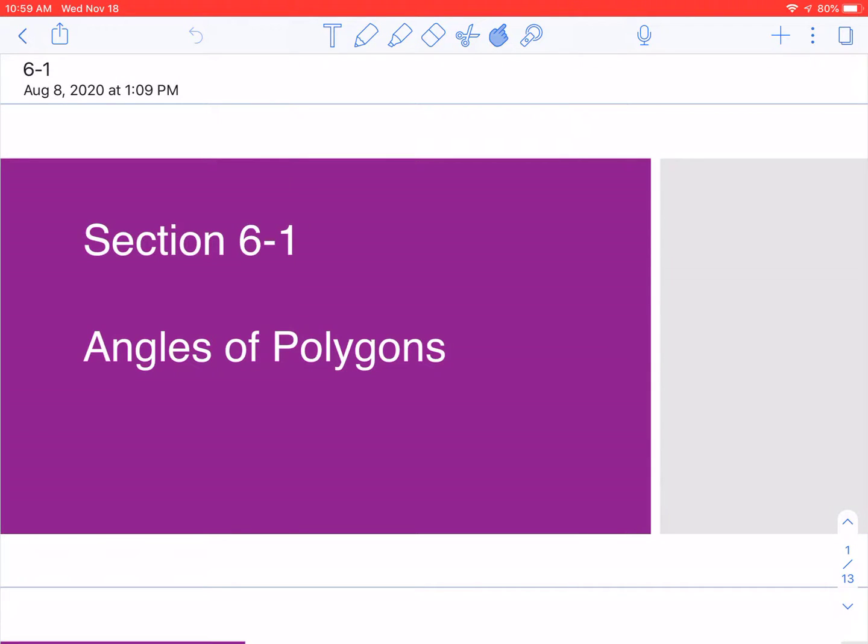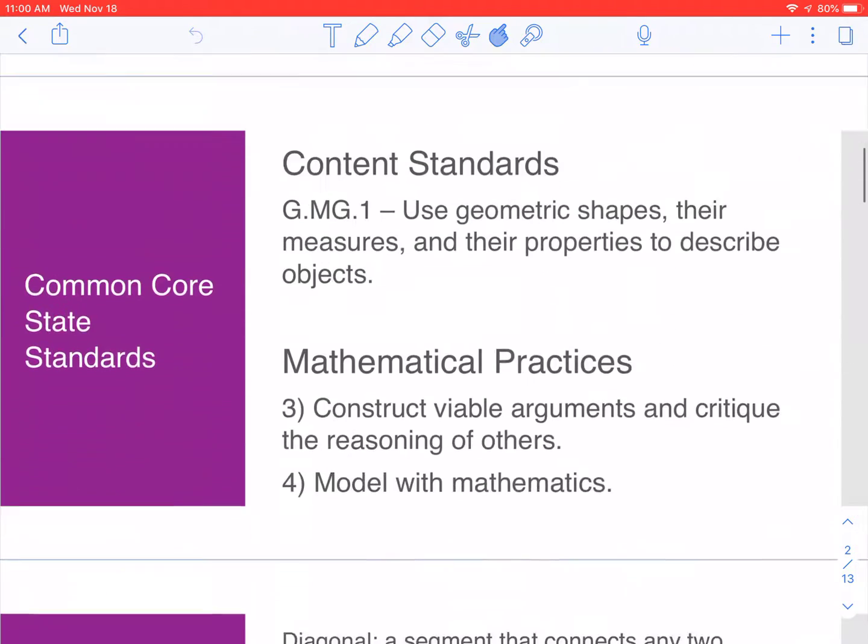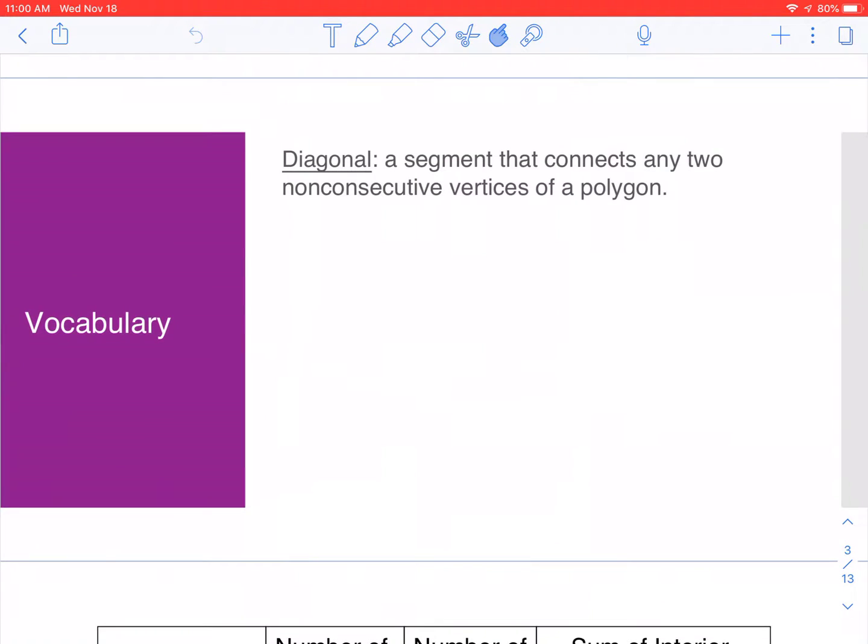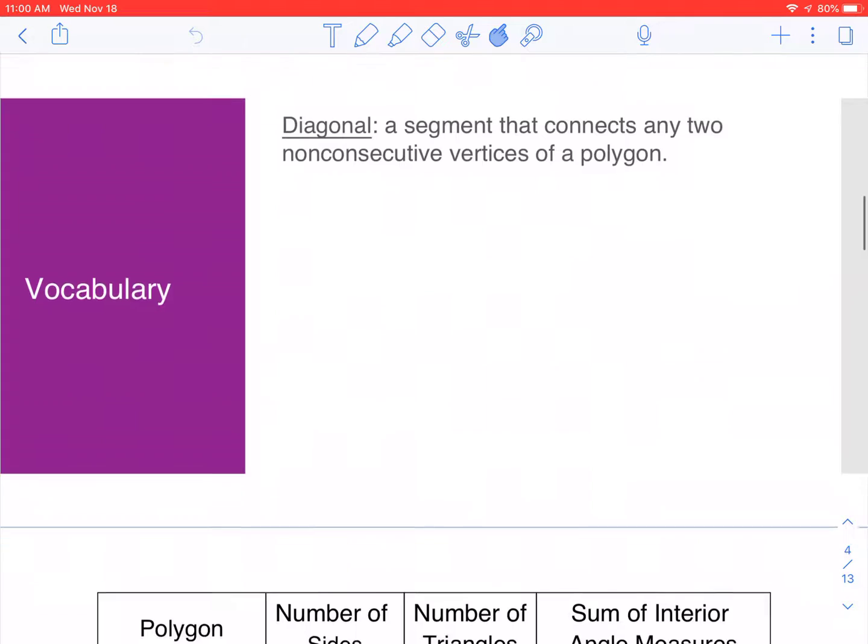Okay, today we're starting chapter 6 with section 6.1, Angles of Polygons. So remember, a polygon is a shape with many sides. Poly means many. So basically a polygon is anything with 3 sides or more. And we're going to be talking about angles. So the first thing we have is vocab, a diagonal. I think most of you know that, but a diagonal is a segment that connects any two non-consecutive vertices of a polygon. Okay, so we'll see that as we come up.